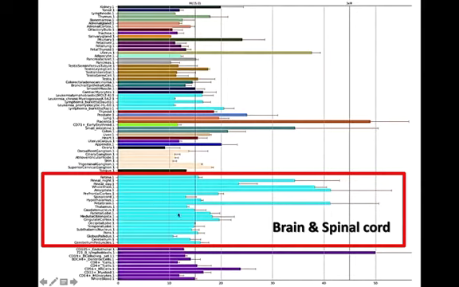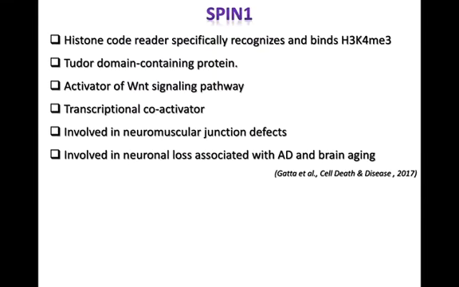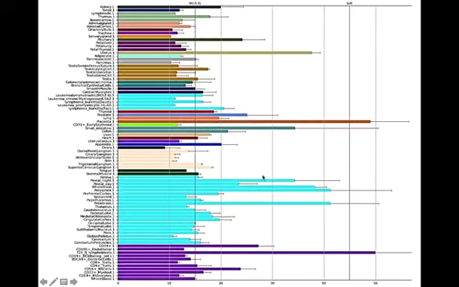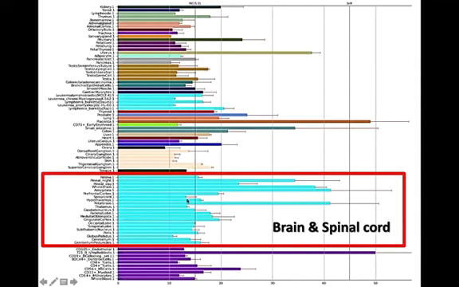in which tissue. You will notice that Spin1 is highly expressed in the brain and spinal cord. You can see even the regions have been quantified to know the expression of Spin1. And this explains why this gene is involved in AD and brain aging, because it's quite highly expressed, as we said, in the brain and spinal cord.